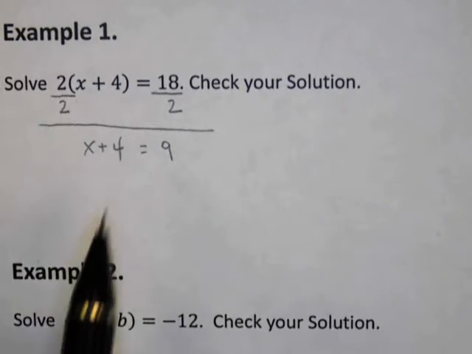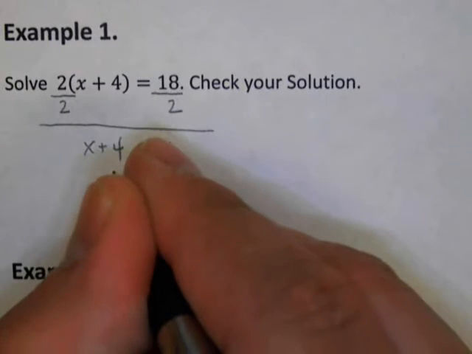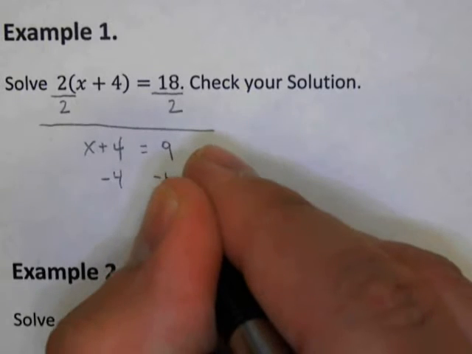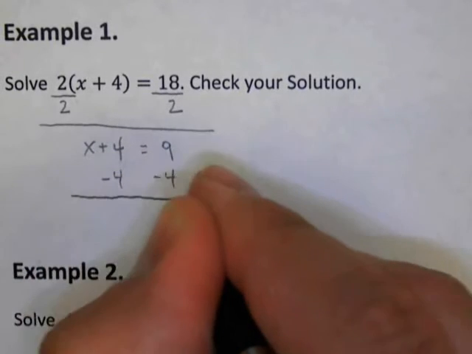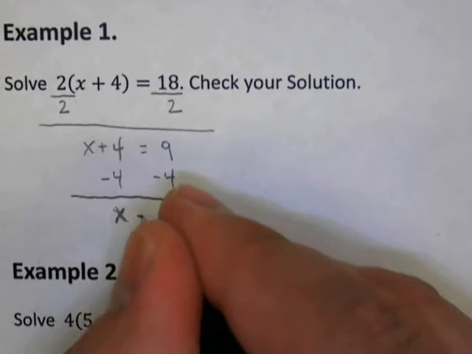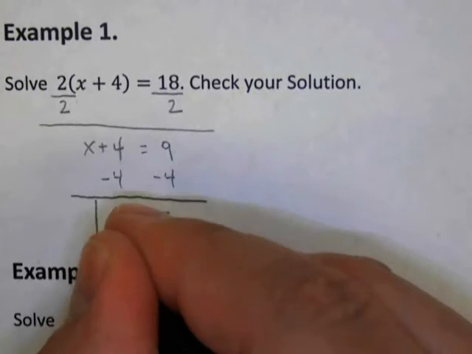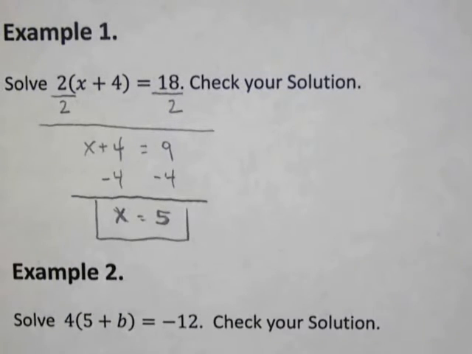So now we have x plus 4 equals 9, and this is something that you're used to now. We just have to subtract 4 from both sides because 4 is being added to x. When we do that, 4 minus 4 is 0. We're just left with x on one side, and 9 minus 4 is 5. Therefore, x equals 5. Now before we move on, we've got to do that key thing: we've got to check our solution.